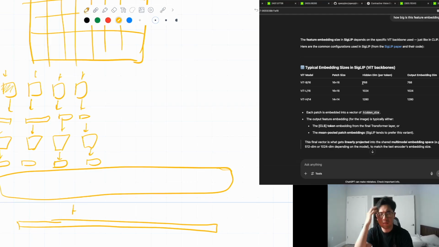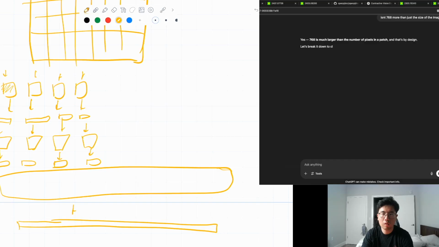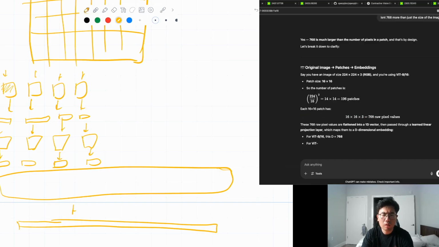Isn't that pretty big? Isn't 76 more than just the pixel? Yeah, why would you want it to be bigger? Okay, I guess multiply by 3, 768, is essentially RGB.